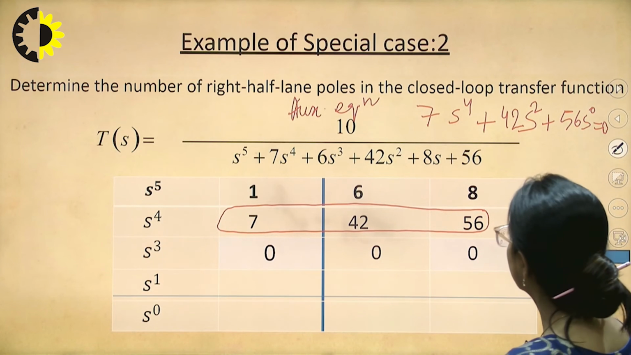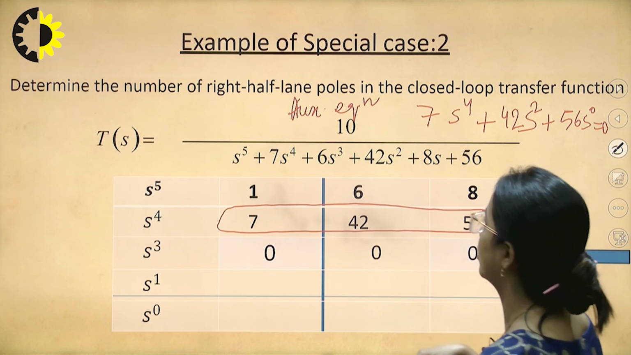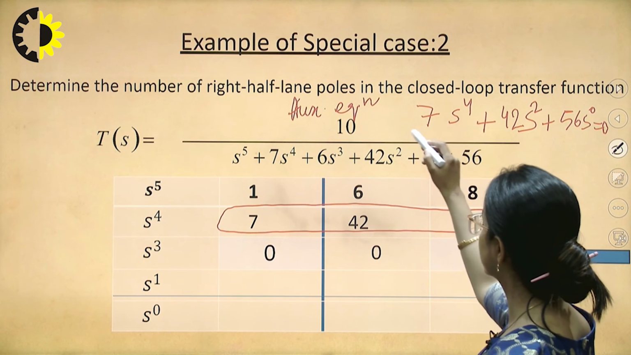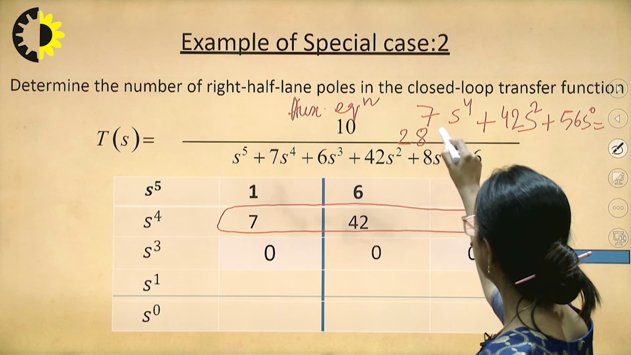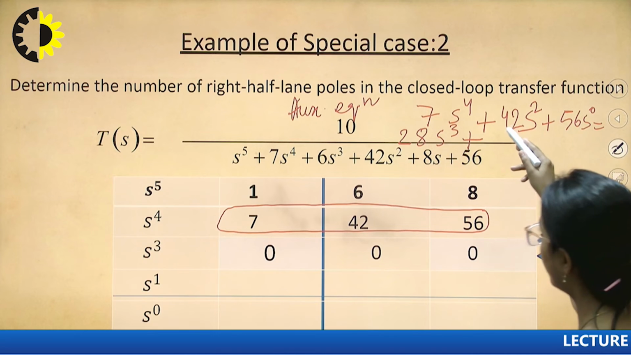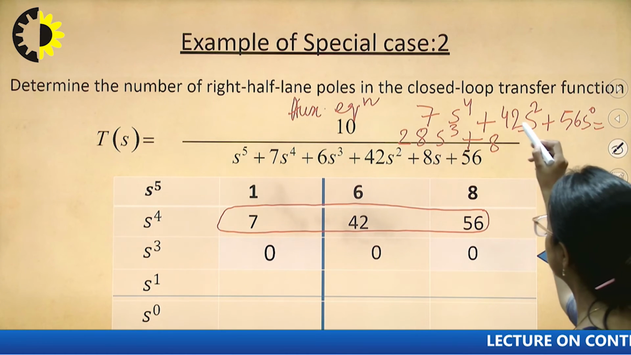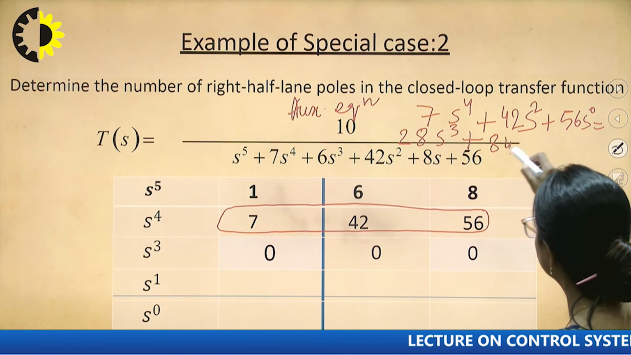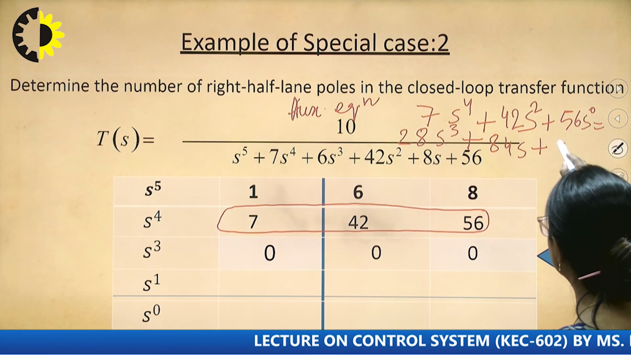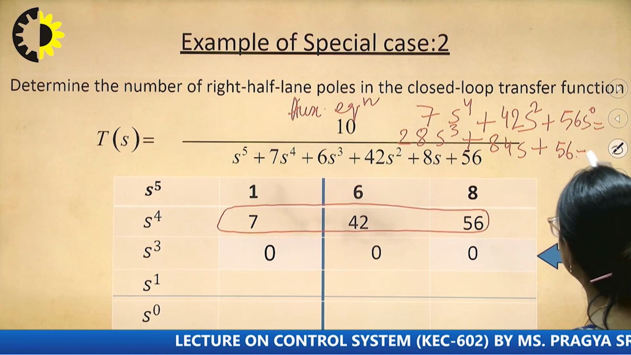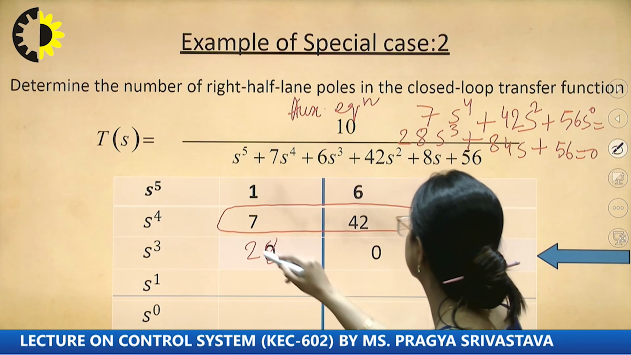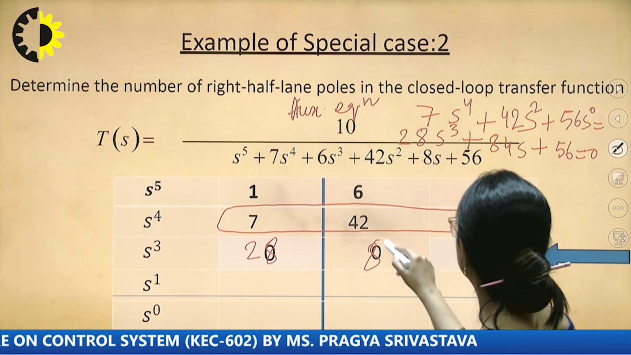Now we have to differentiate it. Differentiating it, we will get 7 into 4, 28 s cube, plus 42 into 2, 84 s, plus 56 will be given as 0. So these terms will come here. You can write as 28, 84, 56.